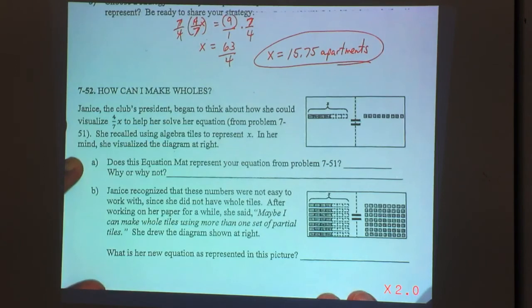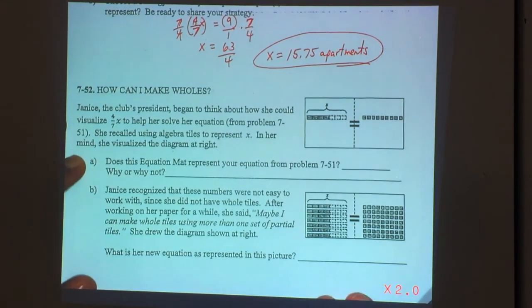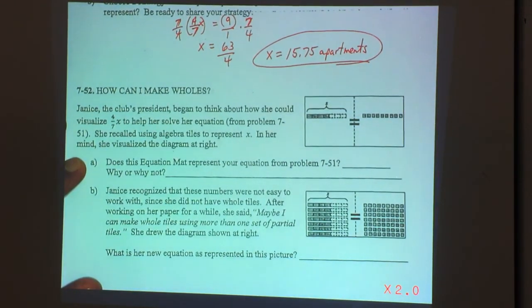Janice, the club president, began to think about how she could visualize 4/7 to help her solve the equation from the previous problem. She recalled using algebra tiles to represent x. In her mind, she visualized the diagram at the right.